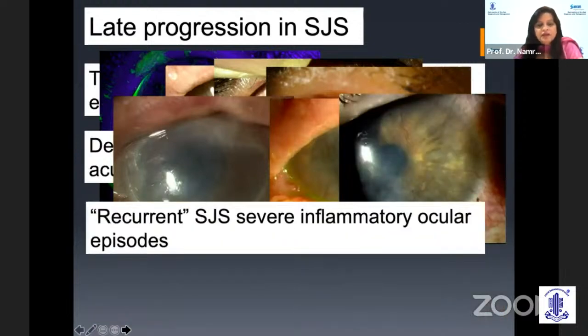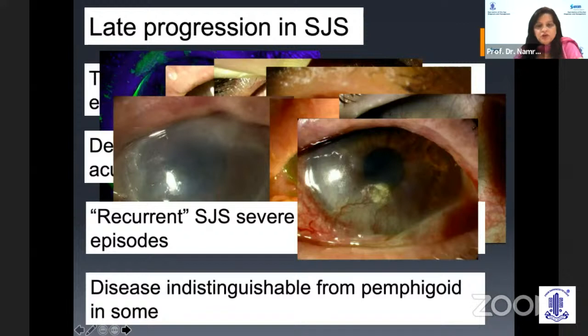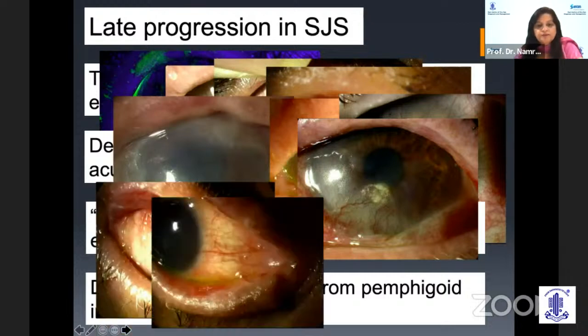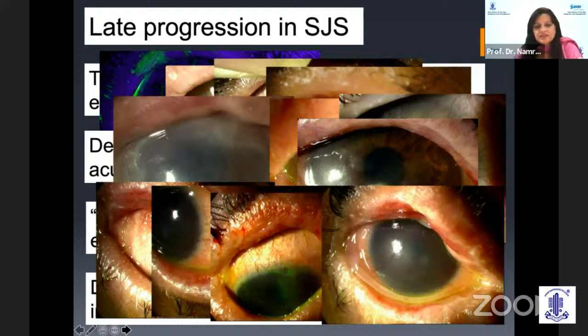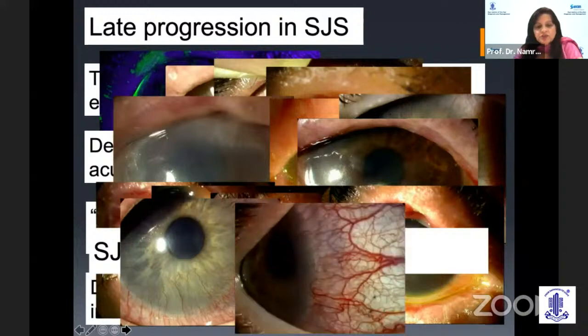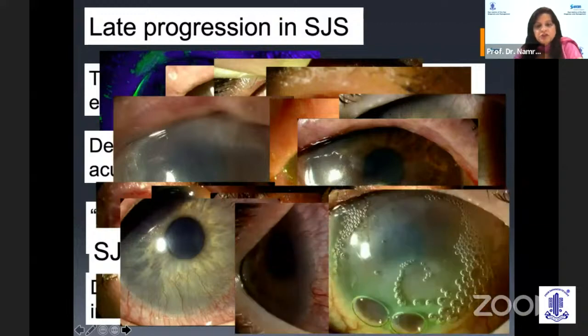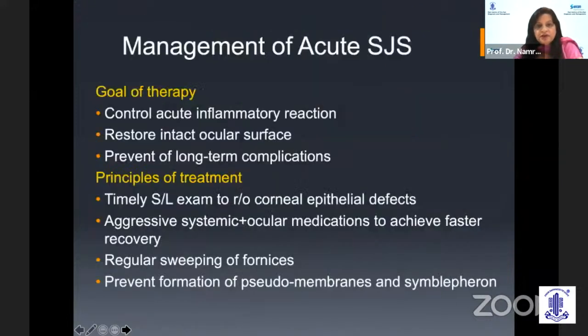And sometimes you can even have recurrent SJS, severe inflammatory ocular episodes as well, which are acute episodes on chronic SJS. And the disease is indistinguishable from ocular cicatricial pemphigoid, which again can present similarly as seen in these pictures. Then there can be late scleritis also, which is more of, again, an immunological response. And it can be an interplay of all these features which I have already discussed.